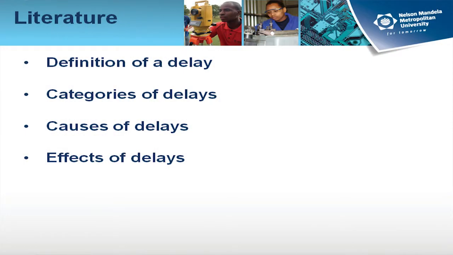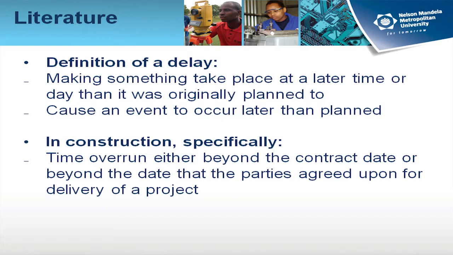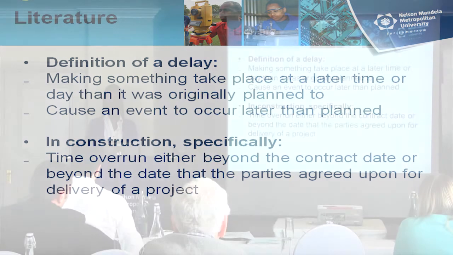For some literature, I looked at the definition of a delay, the categories of delays, and the causes and the effects of delays in the construction industry. A delay is defined as making something occur at a later stage than it was planned to, which would then cause an event to occur at a later time. Now, specifically within the construction industry, it is defined as a time overrun beyond the contract date or beyond the date that was agreed upon by the parties involved.